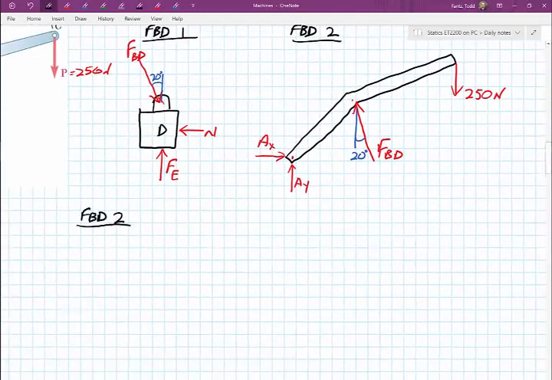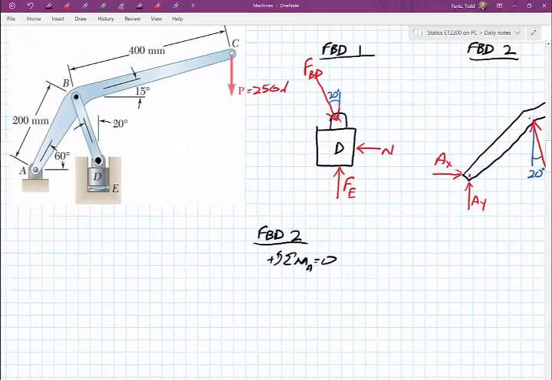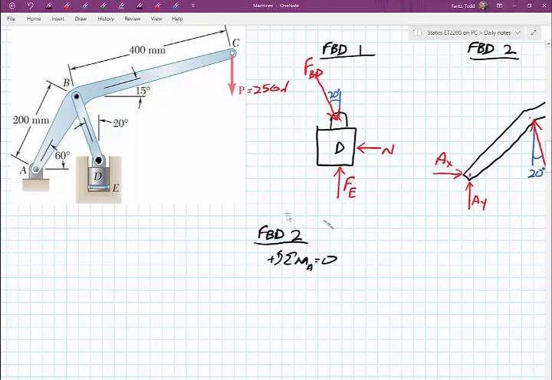And the reason I decided to look at that is because I could solve for that FBD by taking the moments about point A. So if I sum the moments about point A, maybe I should draw it over here so you can see it a little bit better on where these numbers are coming from.